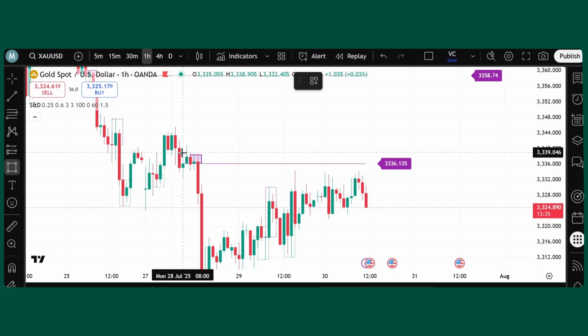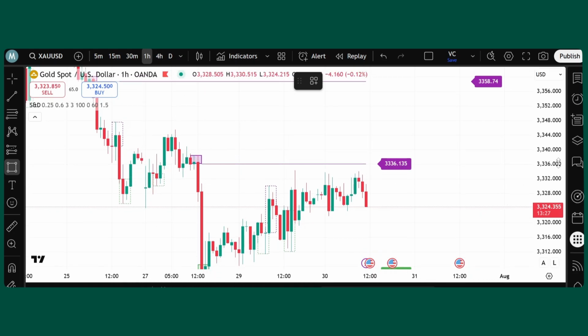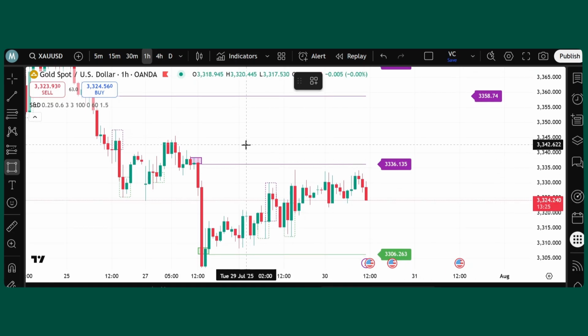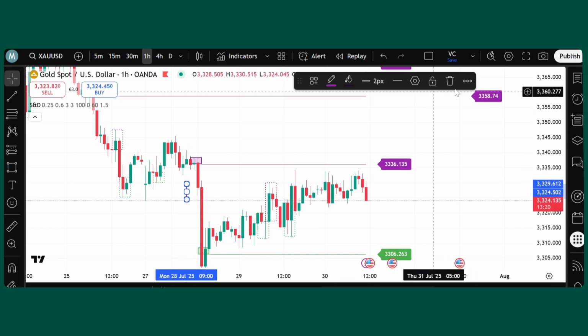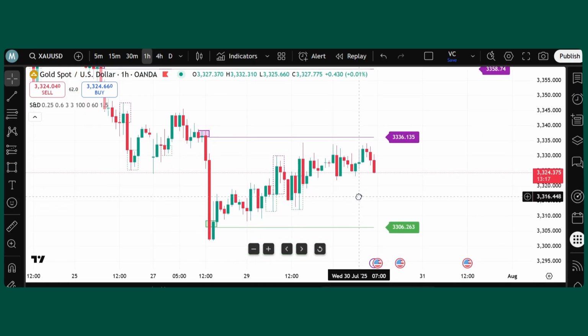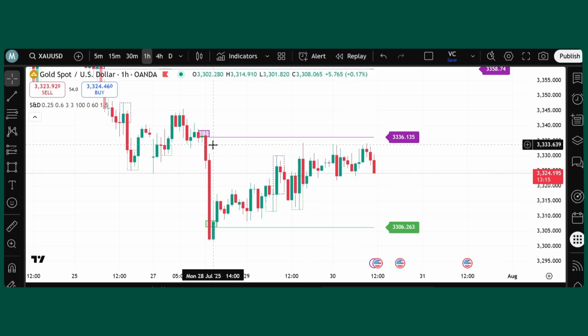For some of you who have come across the word order block, this shows an area where institutional sell orders have been placed. As you can see, there's this very large impulsive move where the indicator just maps it out for you. So you know that once price comes back to this zone, which is marked by the last bullish candle before the impulsive sell-off, for SMC traders, you'll be very familiar with order blocks.